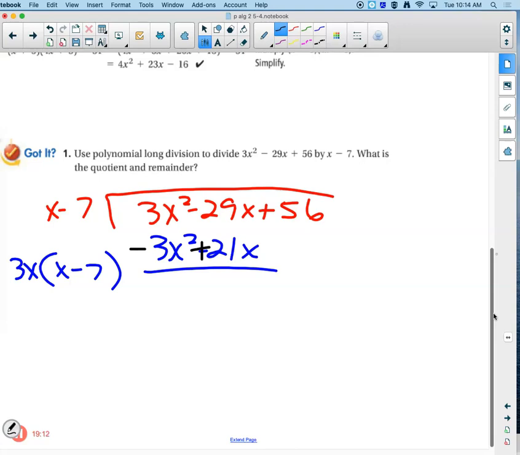Change the signs. You say, yes, 3x squared minus 3x squared is 0. I want to put that little 3x right up there. That's working so good. Negative 29x plus 21x, negative 8x. And we bring down that lovely 56. And we start again.